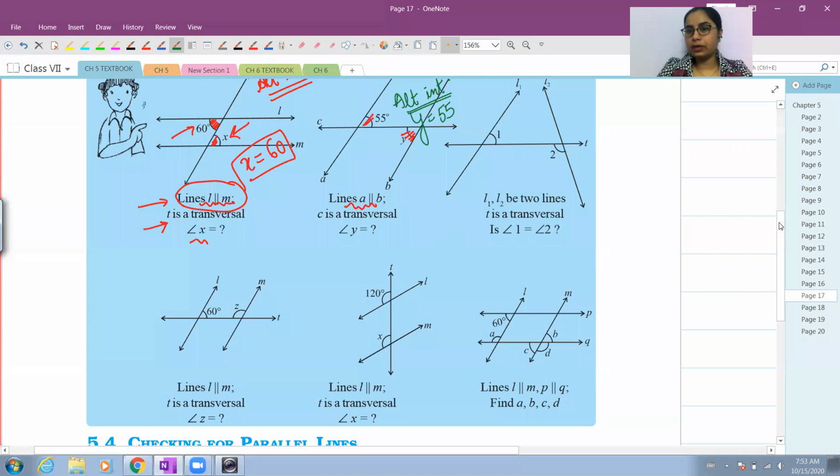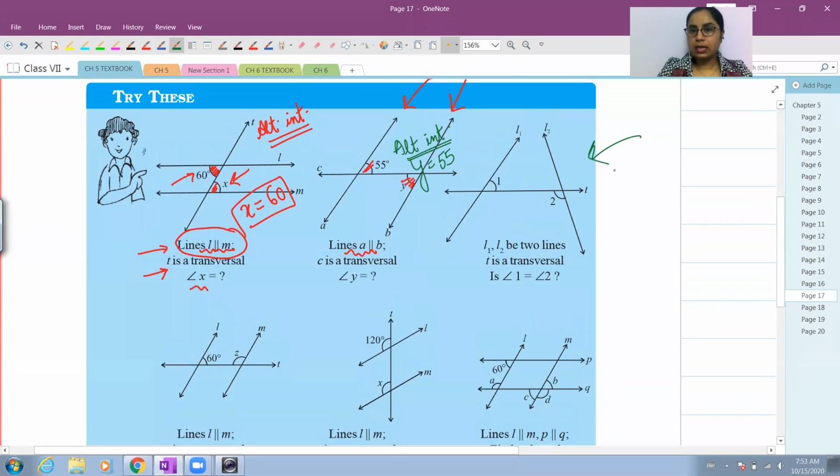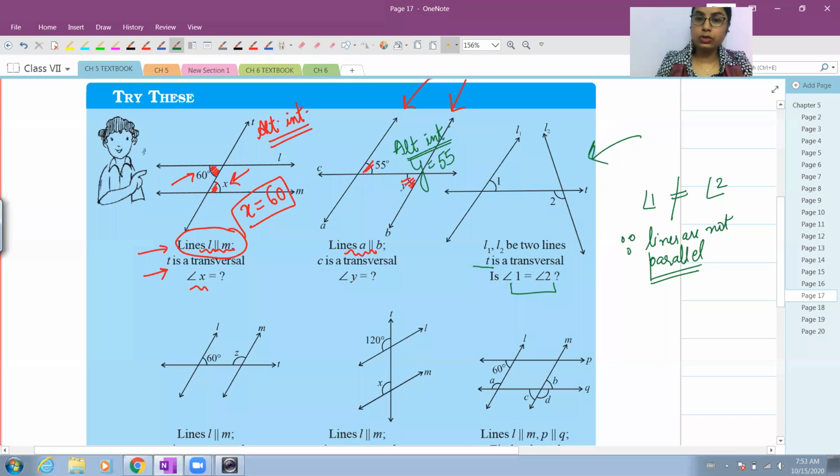Now look at the third figure. You will understand. In this figure, they have said L1 and L2 are two lines. So L1 is a line here and L2 is a line here, and T is a transversal. They have told us that T is a transversal. Can you say angle 1 is equal to angle 2? No. Why? Because they are not parallel lines. So angle 1 is not equal to angle 2 because the lines are not parallel. This is important. If lines are parallel, we can write these equalities, otherwise we cannot.